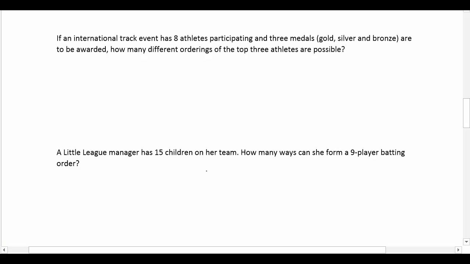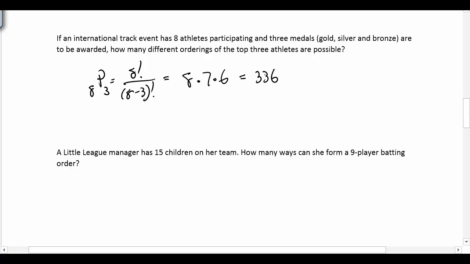If an international track event has 8 athletes participating and 3 medals are to be awarded, how many different orderings of the top 3 athletes are possible? Okay, so we're looking at permutation of 8 objects 3 at a time. So 8 factorial over 8 minus 3 factorial. That will simplify down to 8 times 7 times 6. 8 possibilities for first place, 7 possibilities for second, and 6 possibilities for third. So it works out to be 336 total options.